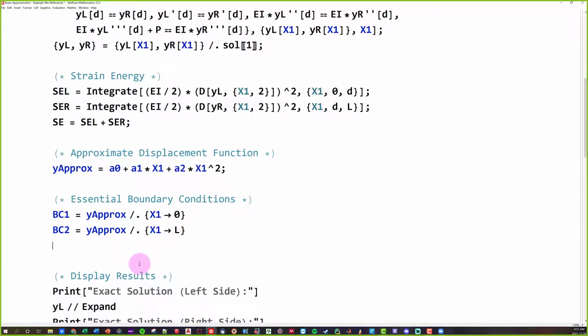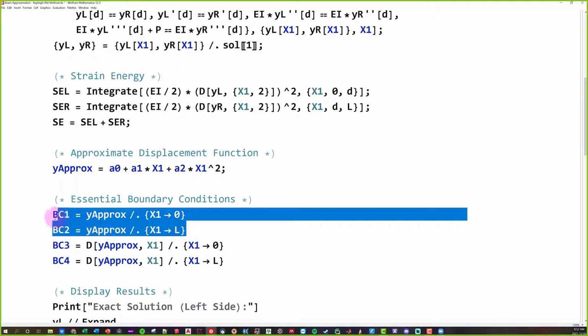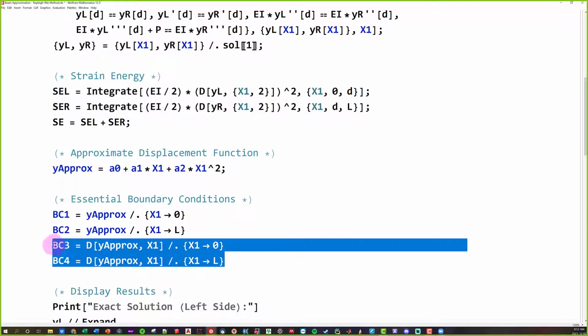Now I'm going to incorporate boundary condition 3, which is the derivative of my approximation function with respect to x1 when x1 is 0. So this would be my rotation on the left. And then I'm going to copy it, paste it again, boundary condition 4, which again will be the derivative of my approximation function, but this time when x1 approaches L. So these would be my 2 displacements and my 2 rotations.